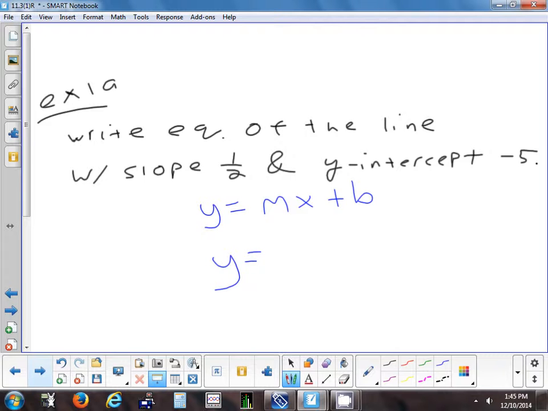Now, it says with a slope of 1/2 and a y-intercept of -5. So, Brian Shaw, it's telling me I got a slope of 1/2 and a y-intercept of -5. What is going to come after my equal sign? 1/2. But Brian, I have a question. It's m, and it says slope up here.